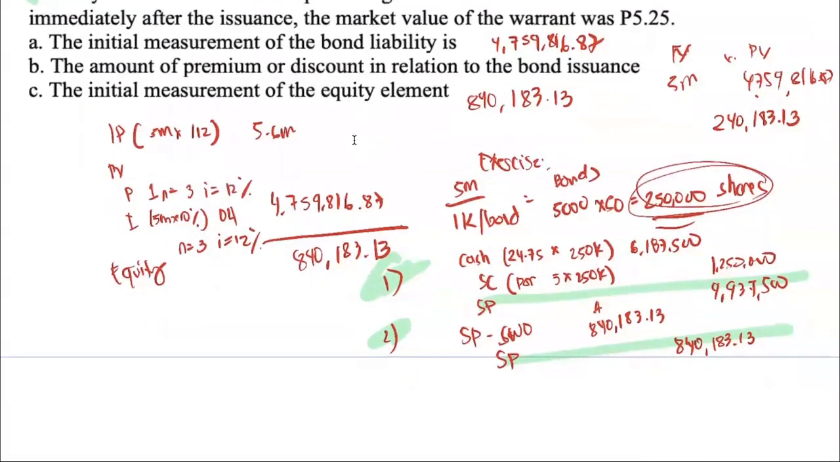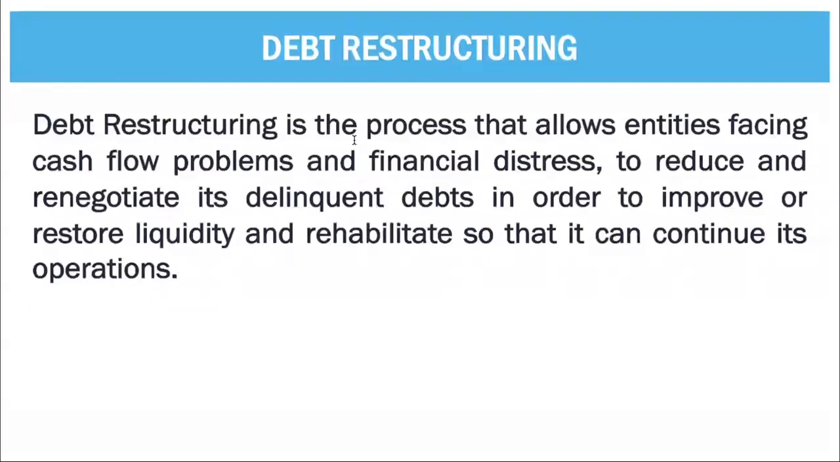So we're done with compound financial instruments. Let's go now to your debt restructuring. What is debt restructuring? Debt restructuring is the process that allows entities facing cash flow problems and financial distress to reduce and renegotiate its delinquent debts in order to improve or restore liquidity and rehabilitate so that it can continue operations. So on the part of the asset, we call this impairment of loan receivable. On the part of your liability, particularly IAS 2, we call that your debt restructuring.